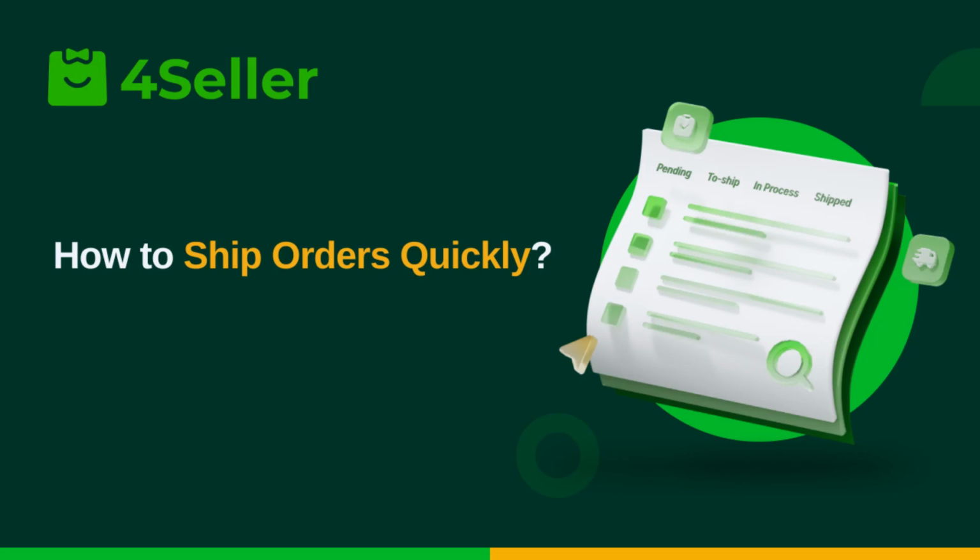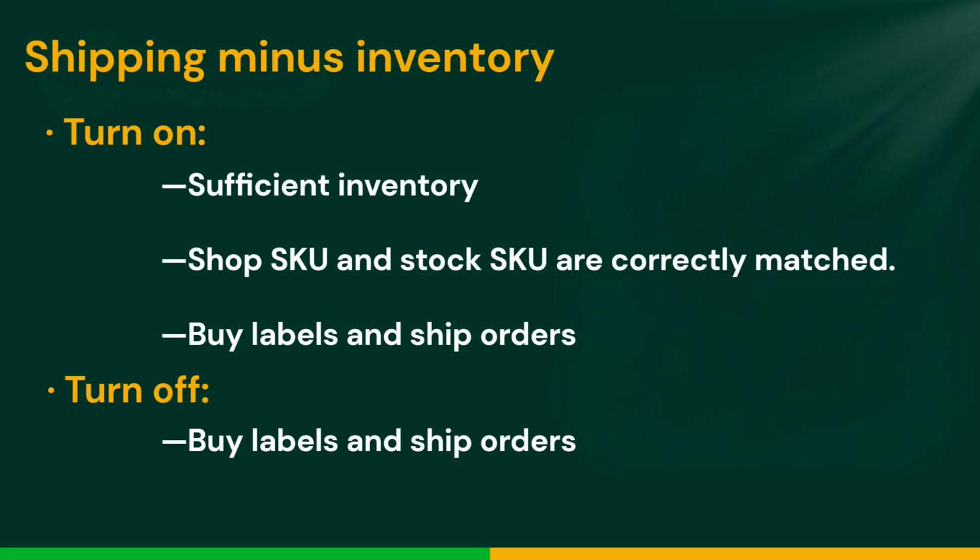This video will guide you how to turn off the shipping minus inventory and quickly complete the fulfillment of orders and ship them promptly. In Fulfullment, if you turn on the shipping minus inventory function, Fulfullment will automatically deduct inventory based on your order. You must ensure that the goods have sufficient inventory, that the shop SKU and stock SKU are correctly associated, and then you can purchase the label. If you turn it off, you can directly purchase the label and have it shipped quickly.